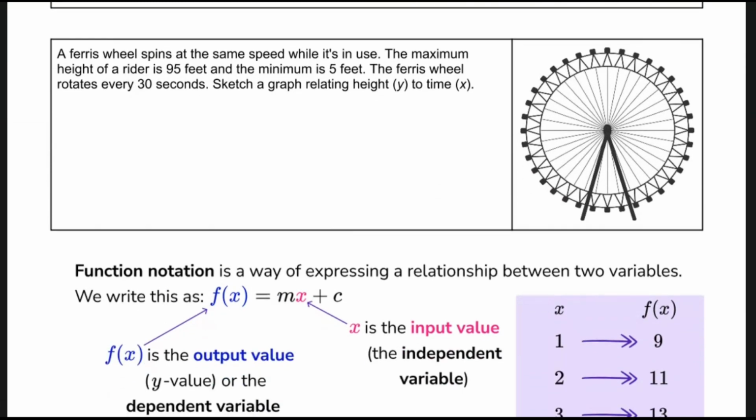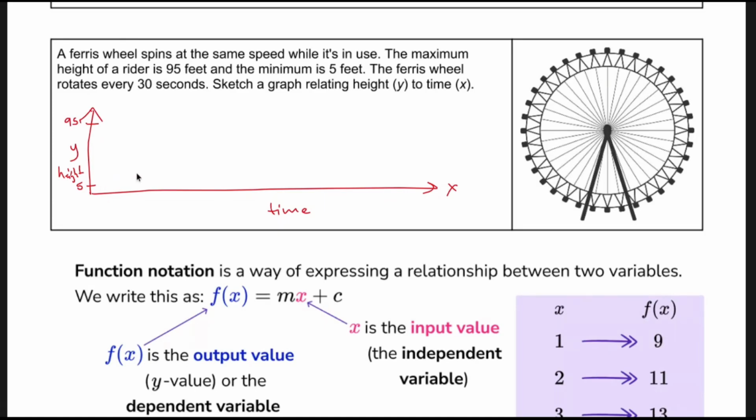A Ferris wheel spins at the same speed while it's in use. The maximum height of a rider is 95 feet and the minimum is 5 feet. The Ferris wheel rotates every 30 seconds. Sketch a graph relating height y to time x. All right, so we've got our height, which is y, and our time, which is x. Now I'm only going to put the important things that I need. First, the maximum height is 95, so I'll put 95 right there, and the minimum height is 5. Does it say where we start out? No, so it doesn't really matter.